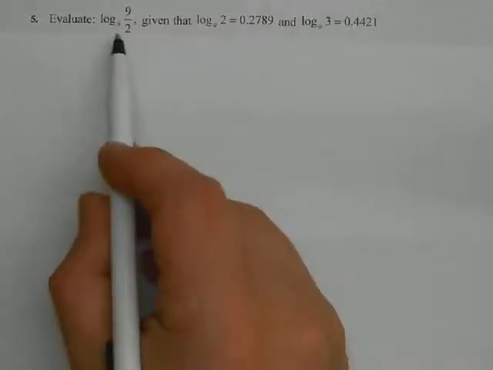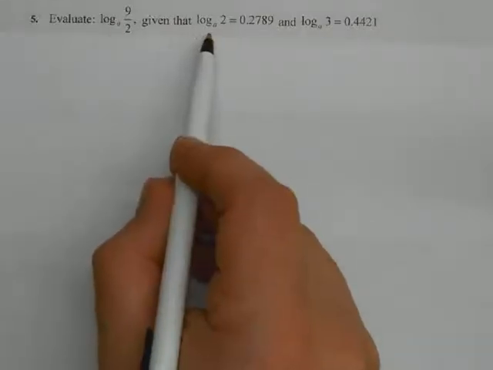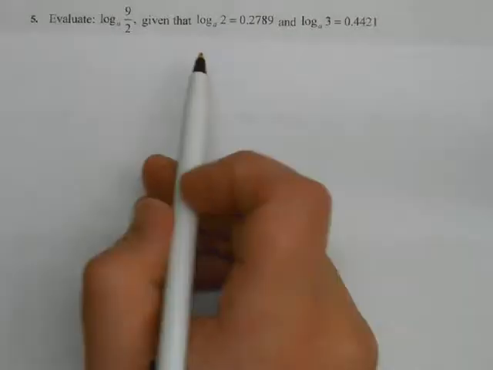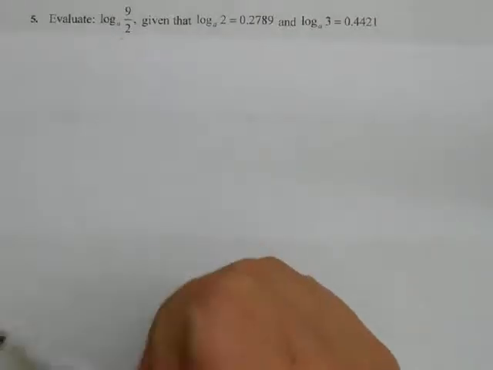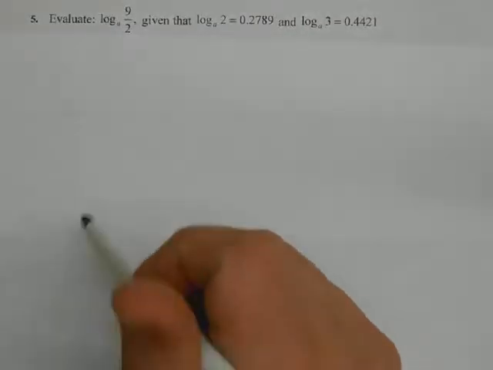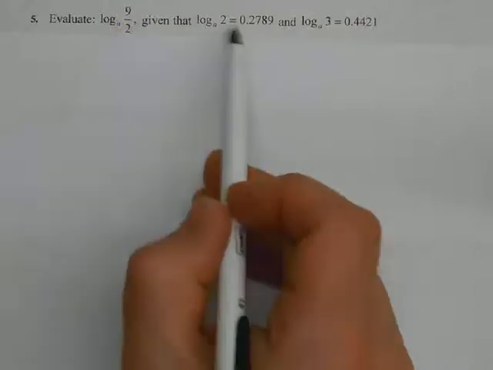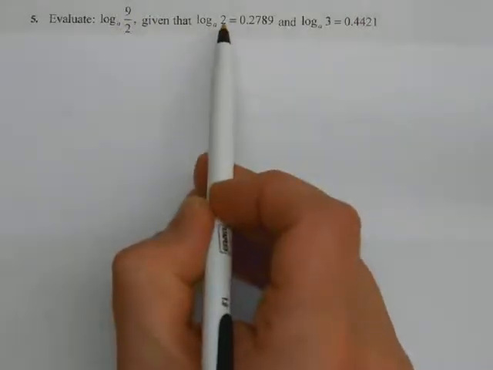So number 5, we aren't given the base of the log, but we are given log base A of 2 and 3, and we're asked to find log base A of 9/2. So we need to rewrite this log expression so the only logs we have are logs of 2 and 3.